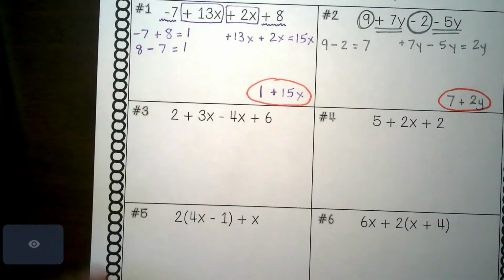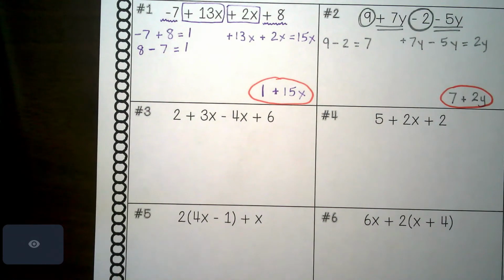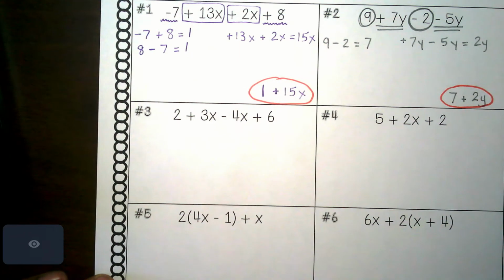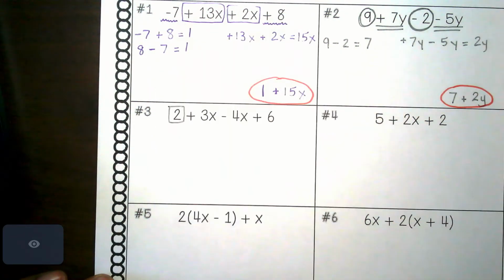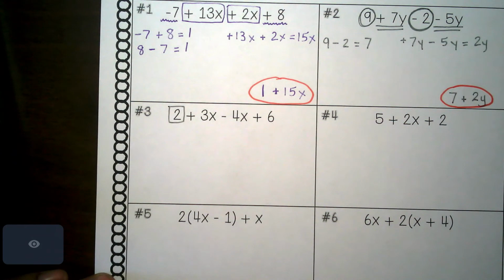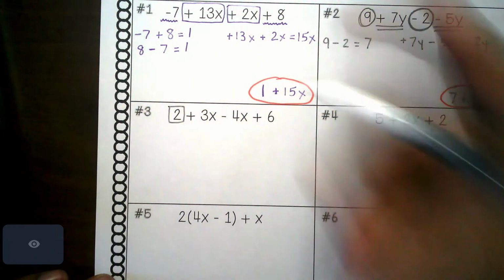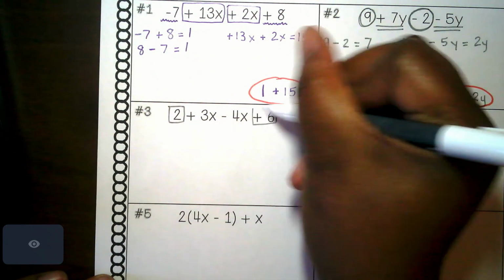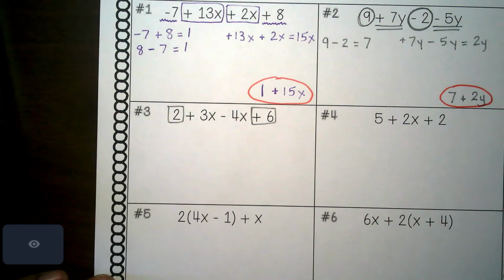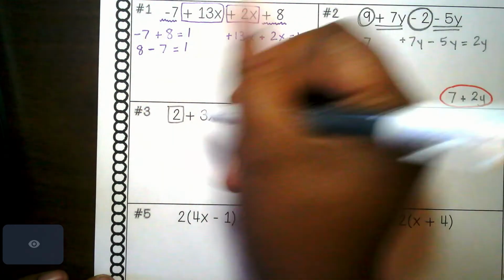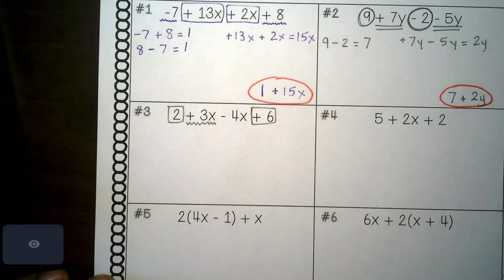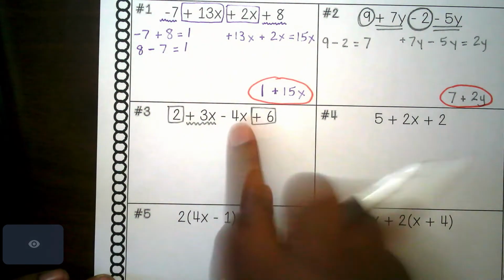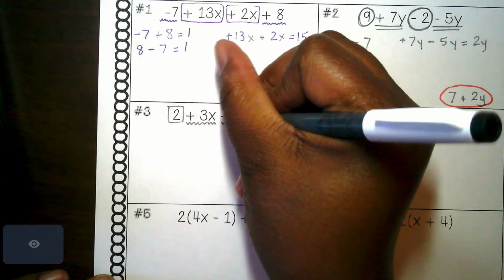All right, let's look at number 3. Okay, so our first term, another constant, awesome. So I have this 2 here. I am going to put a box around this 2, and that's a constant, so let me look and see if I have any other constants. I do. So I'm going to put a box around my plus 6. And my next term, I'm going to put a squiggly underline under it. It's a plus 3x. And I have a term that's like that, minus 4x.